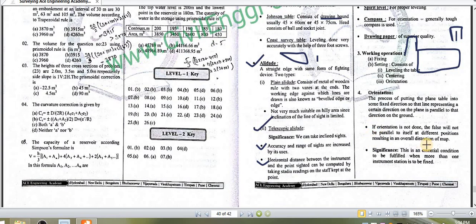Okay, the significance: this is an essential condition to be fulfilled when more than one instrument station is to be fixed. As I have told you, in surveying work you need to shift your instrument from one place to another, because it is not possible that you will get everything from a single point. You will have to shift your instrument from one point to another point. If you are shifting it from one point to another, what was the first orientation? The first point is the starting point of your surveying work. You need to mark a direction, and you need to see that the same direction has been followed at the second point. For that you require to do what? Orientation.